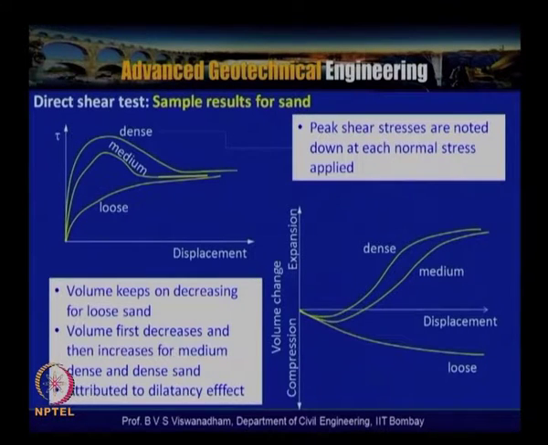the internal friction angle. And if it intercepts the tau axis, then that intercept is taken as the cohesion of a soil.